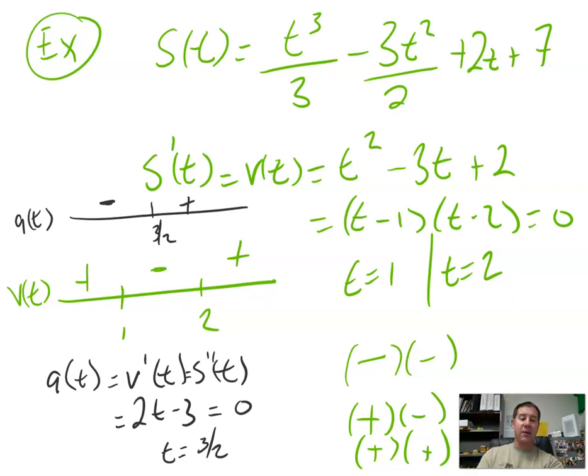So this means I'm accelerating to the left for all values less than 3/2, and I'm accelerating to the right for all values greater than 3/2. Okay.